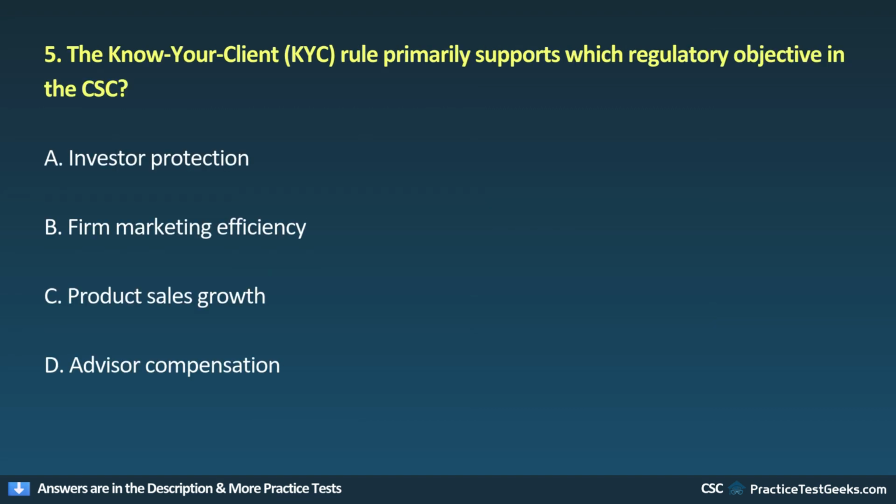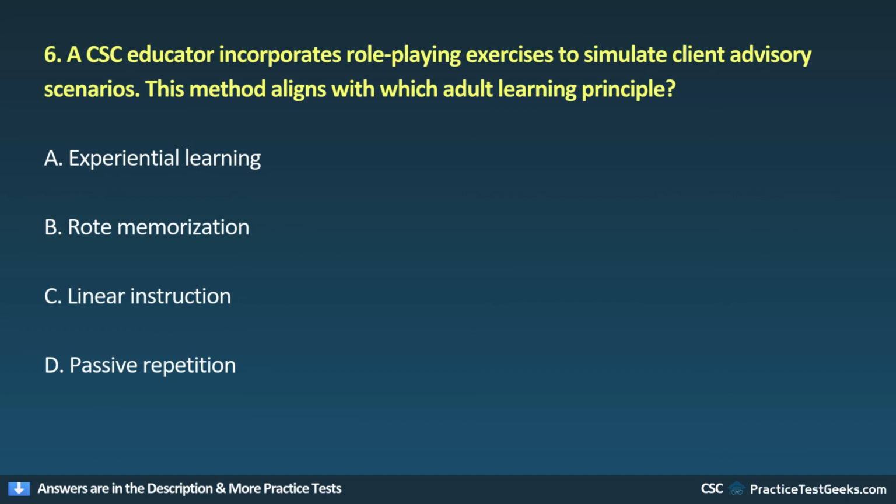5. The Know Your Client (KYC) rule primarily supports which regulatory objective in the CSC? A. Investor protection. B. Firm marketing efficiency. C. Product sales growth. D. Advisor compensation.